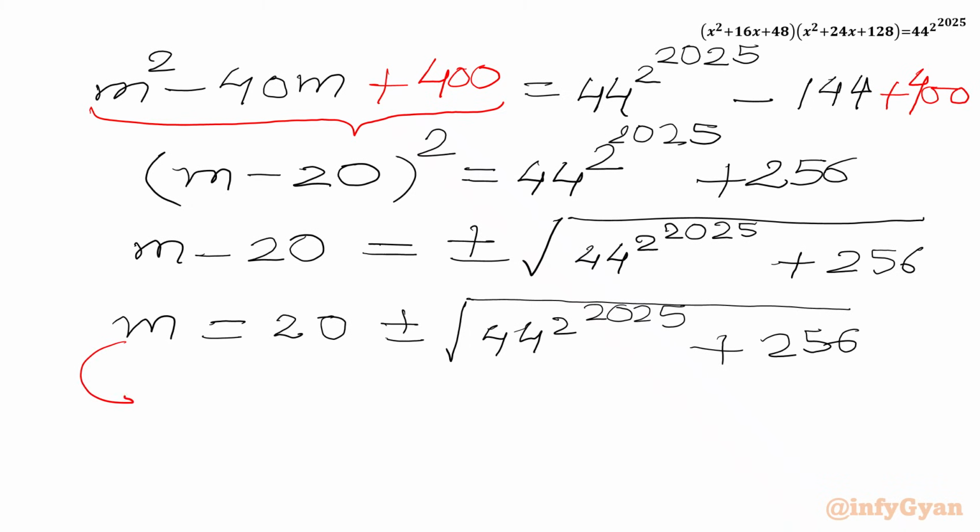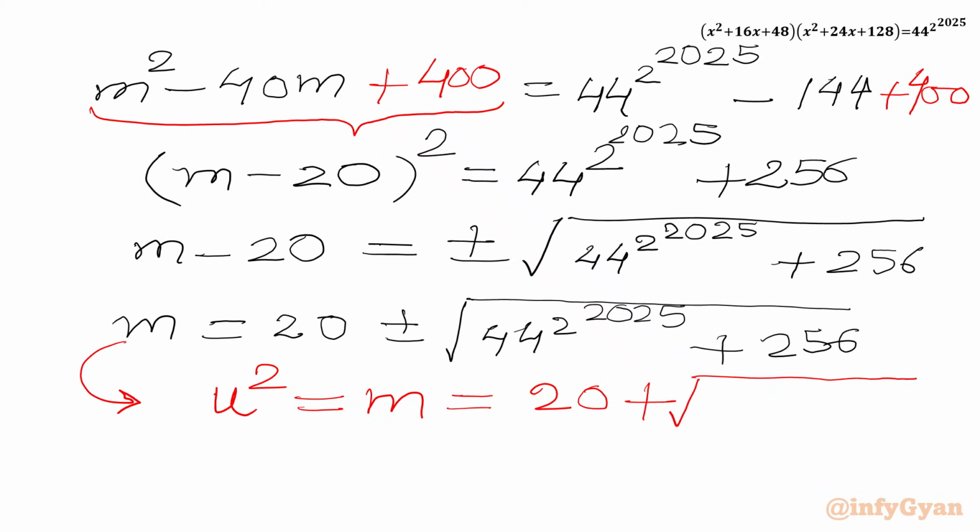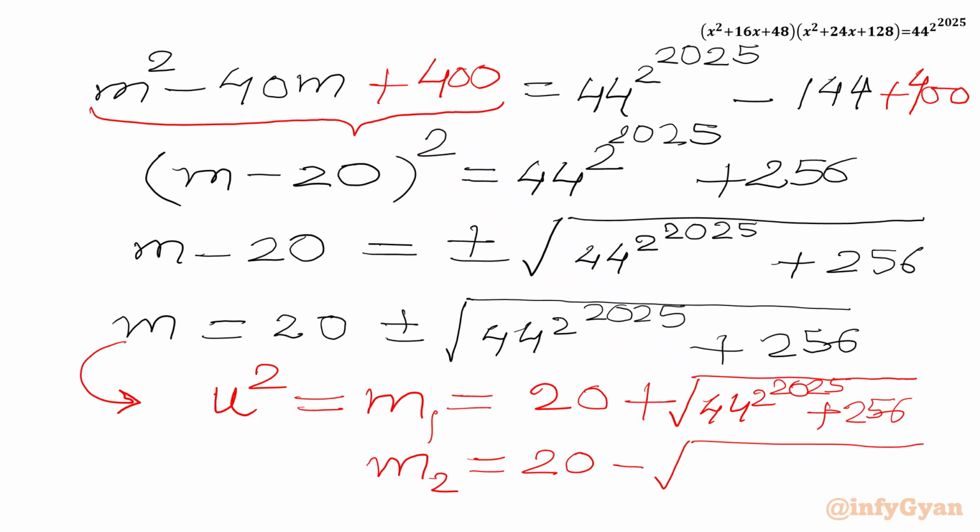So if I will write here u square equal to m equal to 20 plus square root of 44 raised to the power 2 raised to the power 2025 plus 256, and second value we will write, if this is m1 then we can write m2, 20 minus square root of 44 raised to the power 2 raised to the power 2025 plus 256.